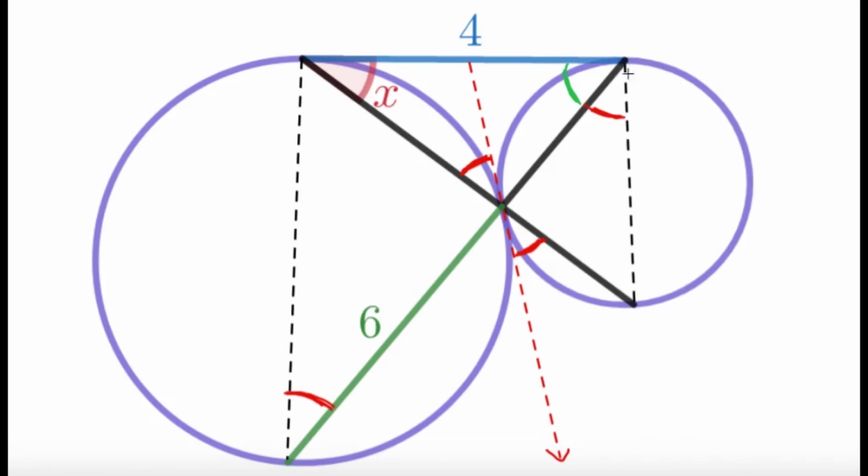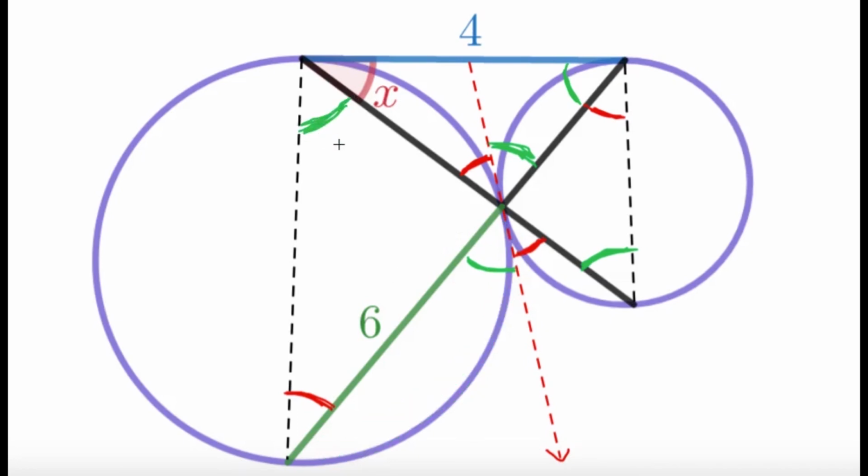We can do some similar logic here. This green arc is intercepted by this green angle. So by the same reasoning, we can get this angle to be green. And again, this angle would also be green because it is a tangent intercepting the same arc. Same reasoning, we're going to use the vertical angles here. And then by the same reasoning, this green angle here intercepts this arc, so this angle must be green.